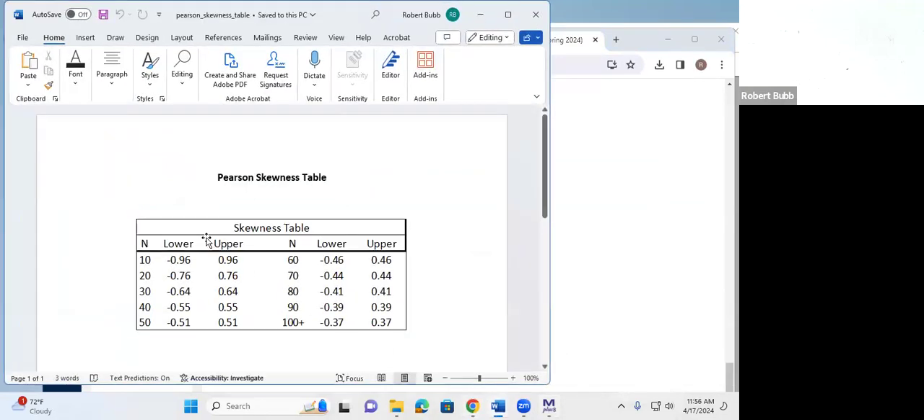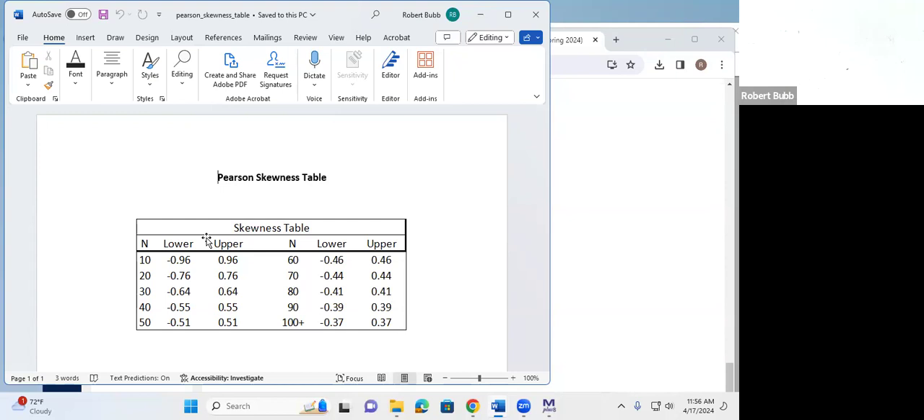This is a Pearson skewness table. This is really a good table to have, especially if you have large numbers. If you have thousands of observations, the standard error will often show your data skewed just because you have so much statistical power. The Pearson skewness table is not going to be affected by sample size to the degree that your standard error is. So for very large sample sizes, I would use the Pearson skewness table to determine normality rather than the standard error.